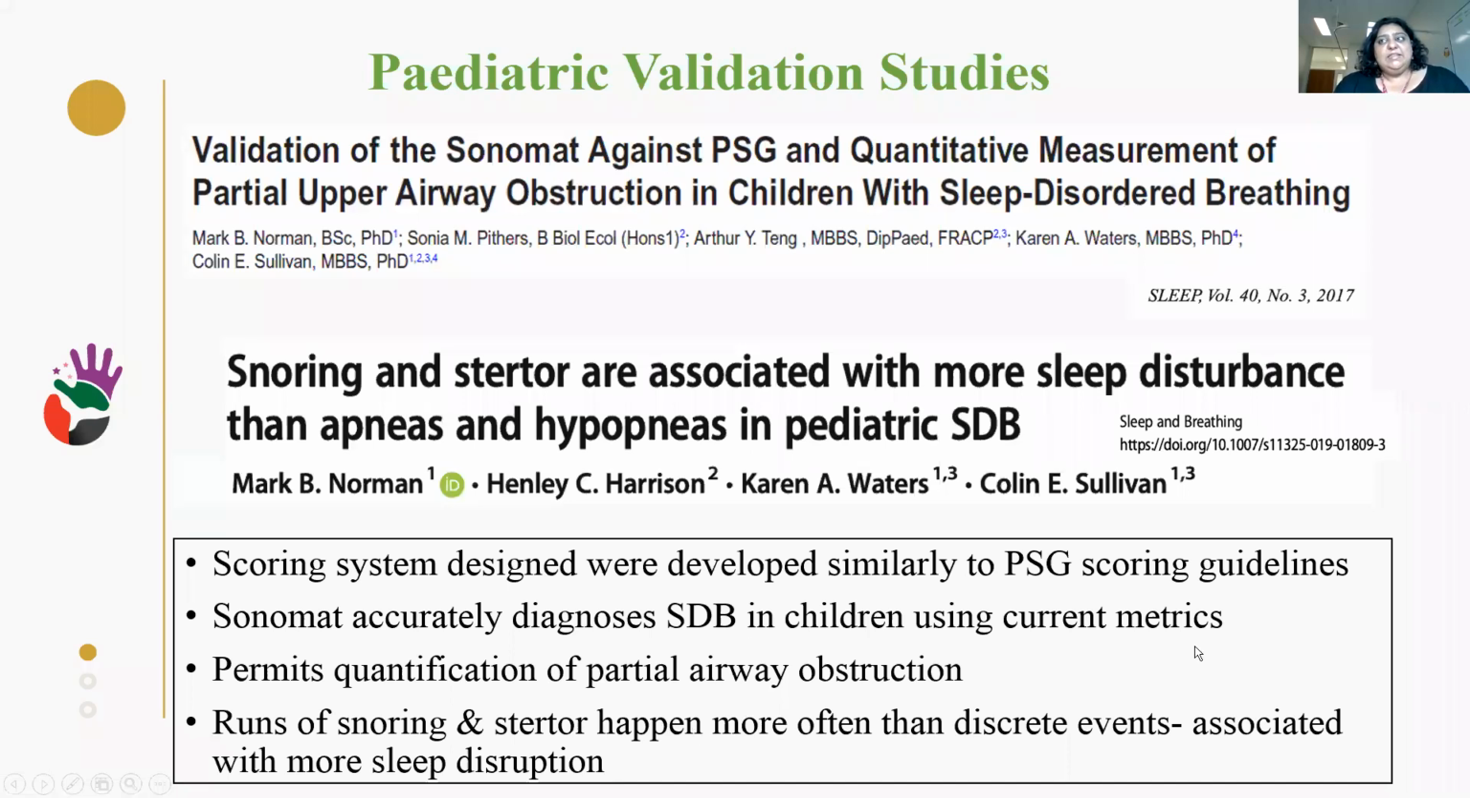This has been validated in 2 previous studies in typically developing children. They've developed a scoring system that was designed similar to sleep study scoring guidelines, and therefore the 2 can be compared. The Sonomat has been shown to accurately diagnose sleep disordered breathing in children using the current metrics. It permits quantification of partial airway obstruction in addition, and it also helps you to quantify snoring and stertor, which is common in children who have obstruction.